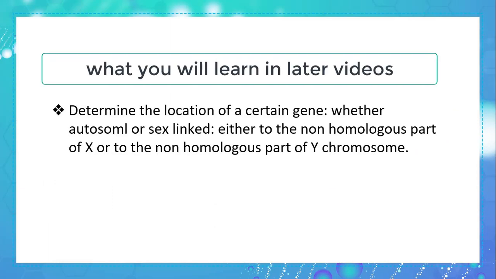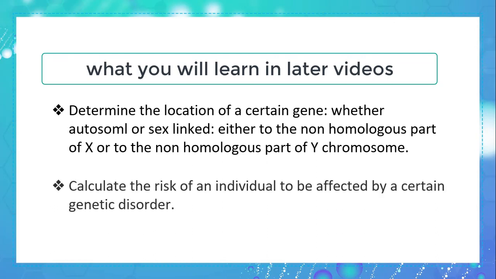In the next documents, you will learn how to use a pedigree to determine the location of a certain gene, whether autosomal or sex-linked, linked either to the non-homologous part of X or the non-homologous part of Y, and finally calculate the risk of an individual to be affected by a certain genetic disorder.